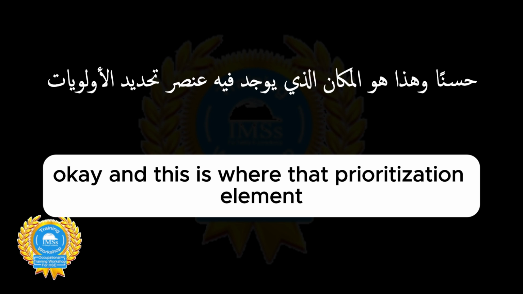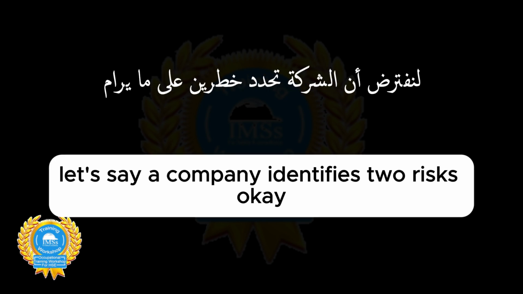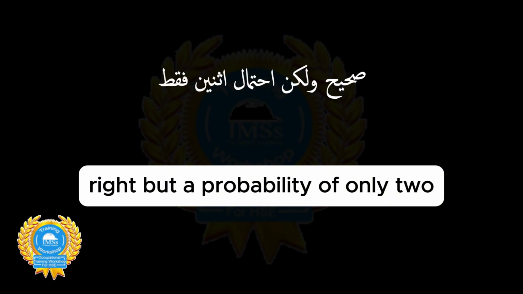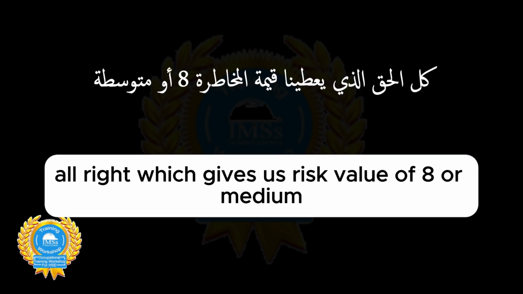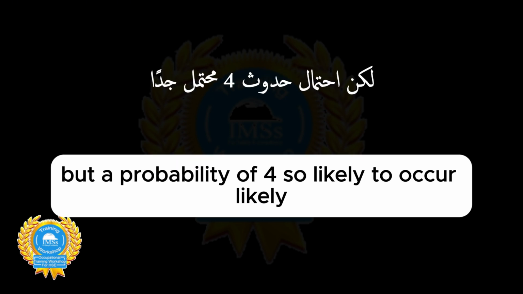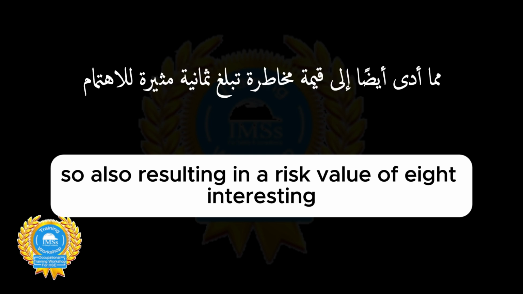This is where that prioritization element really kicks in. So how would that work in a real world scenario? Let's say a company identifies 2 risks. One has a severity of 4, a potential single fatality, but a probability of only 2, so unlikely, which gives us a risk value of 8, or medium. The other risk has a severity of 2, a minor injury, but a probability of 4, so likely to occur, also resulting in a risk value of 8.